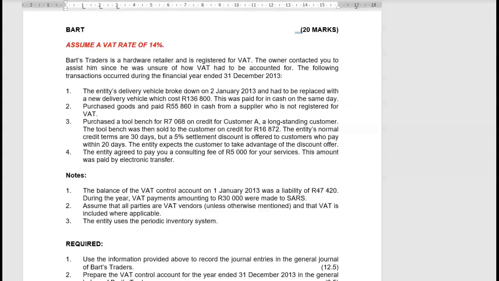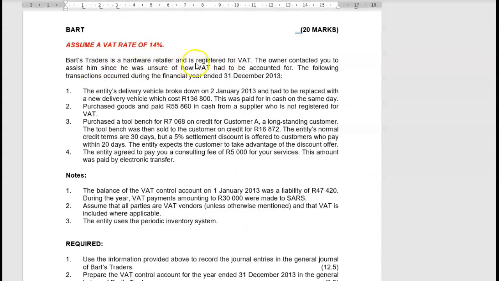So if you still make mistakes when you're doing Bart, then it means that there is a serious lack of understanding on your side of the work that you're busy with this whole semester. So I would really recommend that you go back then and see where the problems are so that you can address it. Good, I say assume a VAT rate of 14%.